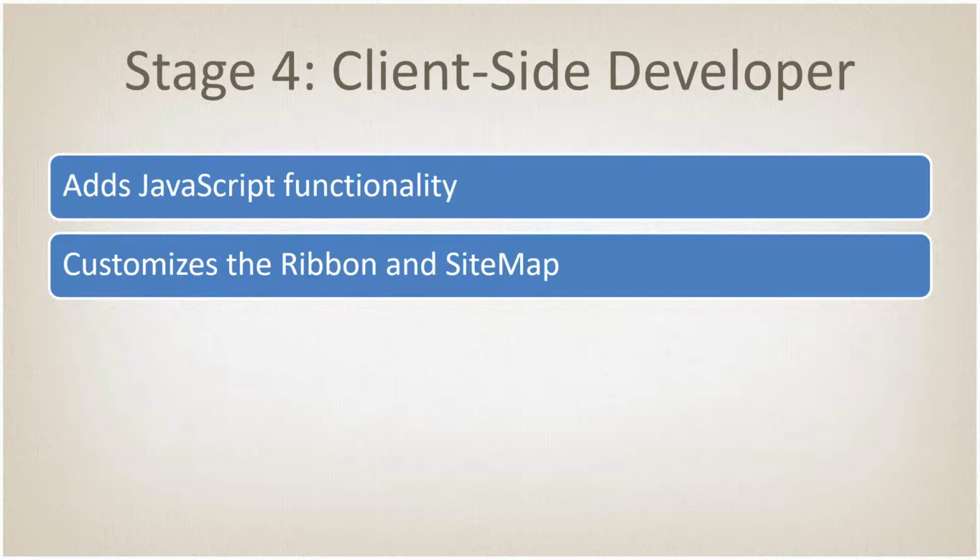So client-side developer. So with client-side, I include both JavaScript, which is development, and also the customization of the ribbon and the sitemap. So the ribbon and sitemap are codeless customizations. You just have to understand the structure of what you're doing. Although the ribbon may include code, because you're going to probably add buttons that actually connect to JavaScript functions to do magical things that you come up with.